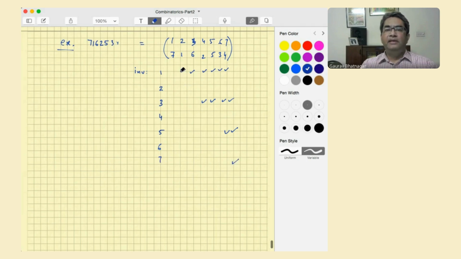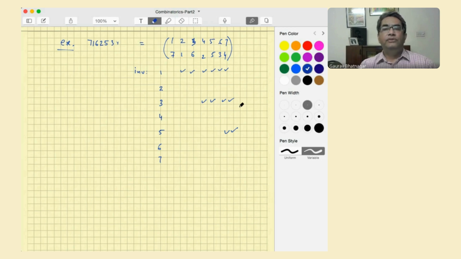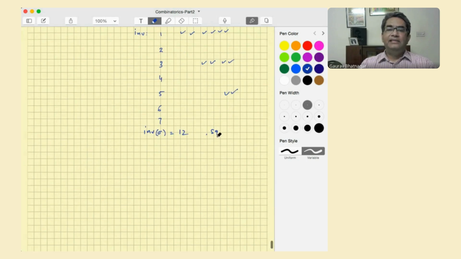So how many are there? Well, 7 can't have anything, there's no j, nothing bigger than 7 here, so there's no inversion. So how many are there? 1, 2, 3, 4, 5, 6, 7, 8, 9, 10, 11, 12. So the number of inversions of this sigma is 12, and the sign is basically minus 1 raised to 12.